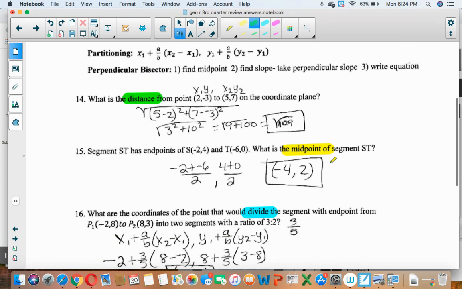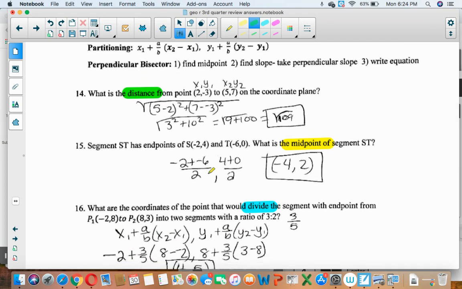Next one is a midpoint formula, which is definitely easier than distance. Midpoint is the point in the middle, so I add the x's, divide by 2, add the y's, divide by 2. My answer is an actual point. It has parentheses around it, and it has a comma in between.